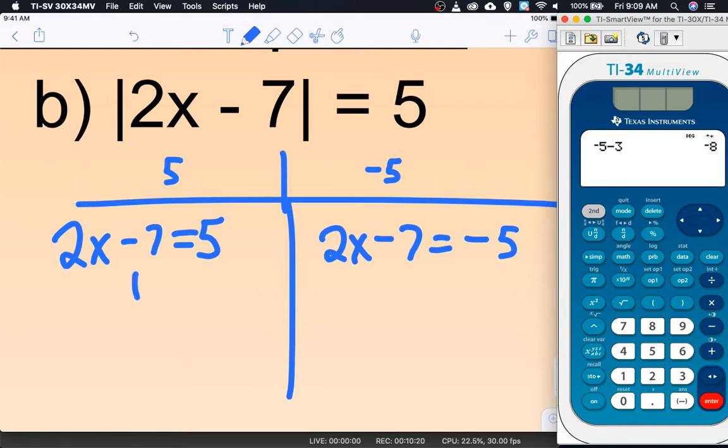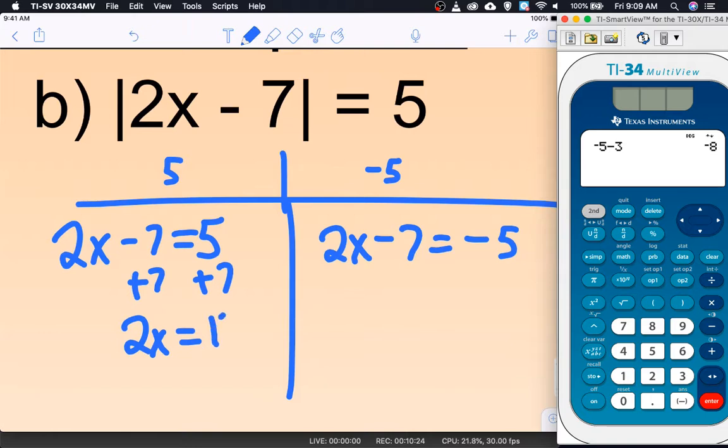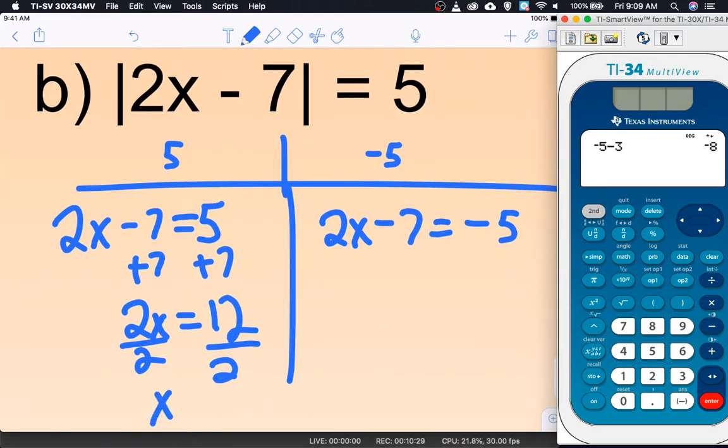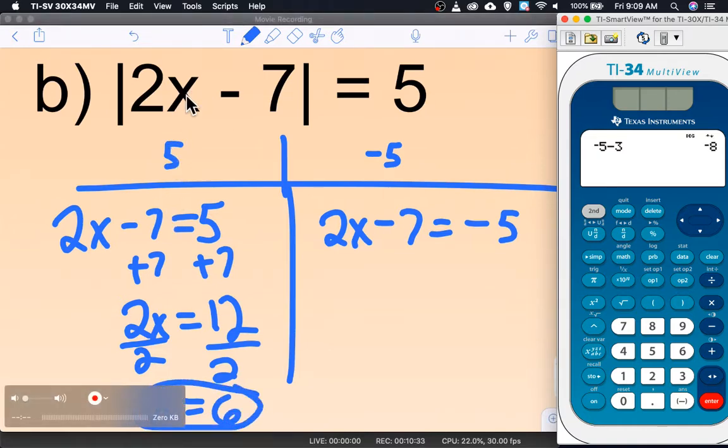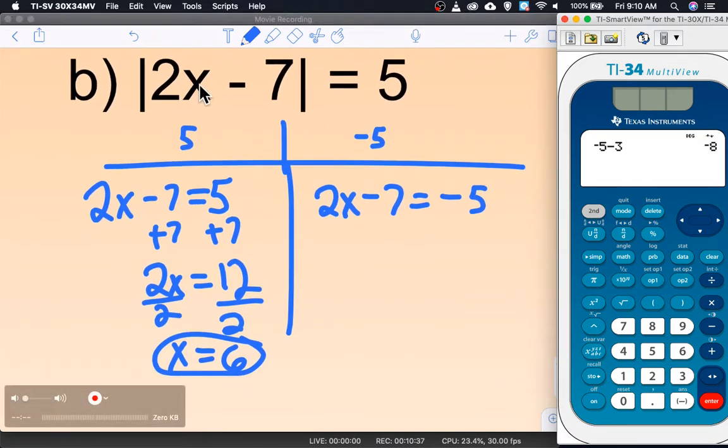So I'm going to start by adding 7 to both sides. 2x is equal to 12. Divide by 2 on both sides. And x equals 6. So if I plugged in 6 right here for x, 2 times 6 is 12. 12 minus 7 is 5. I made this 5, and the absolute value of 5 is 5. So this is one answer that makes this true.